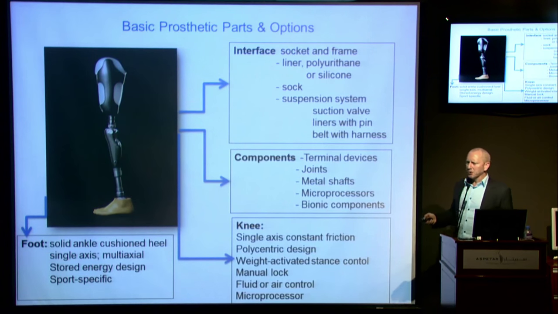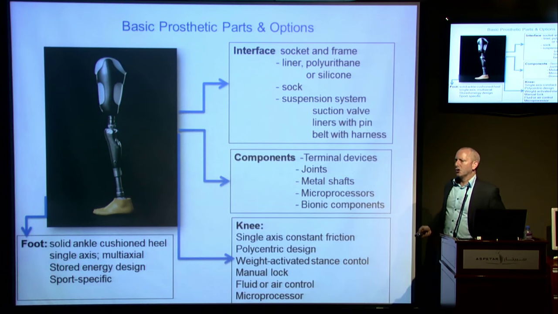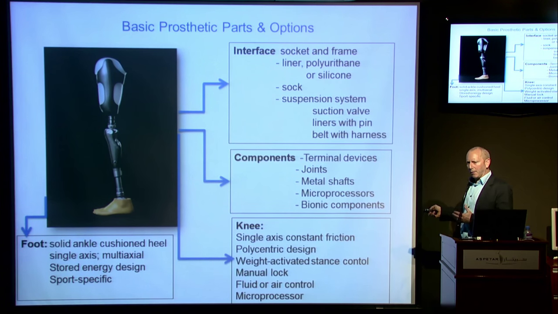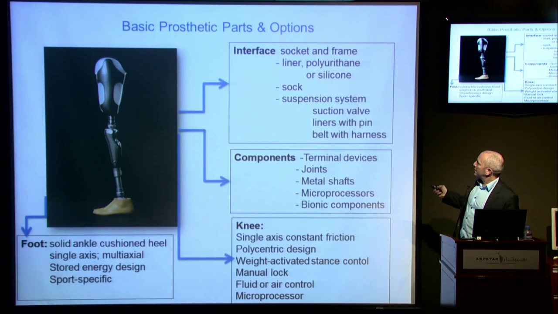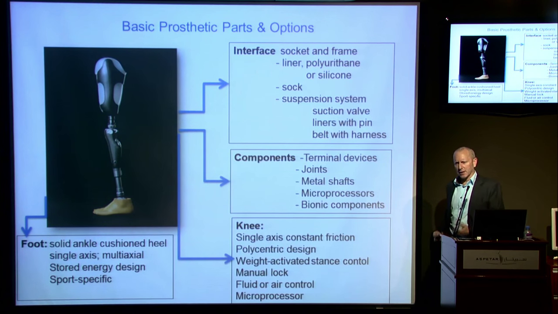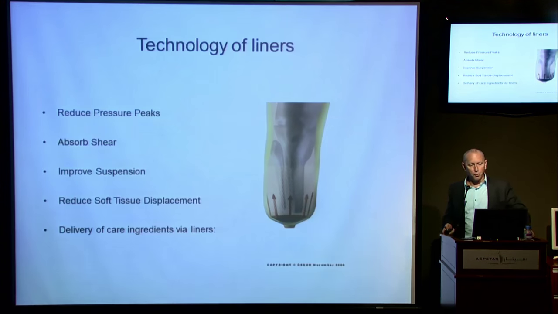A suspension system is really what is responsible for keeping the stump attached to that socket. And that can be through a pin, or in more old-fashioned sockets, it can be a belt with a harness. But these days, the state of the art is suction valves, or osseointegrated prostheses, where the prosthesis is actually drilled into the bone. So these liners and socks, or the liners rather, are very important, and I will show you why in just a while.